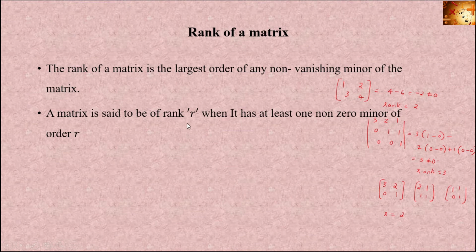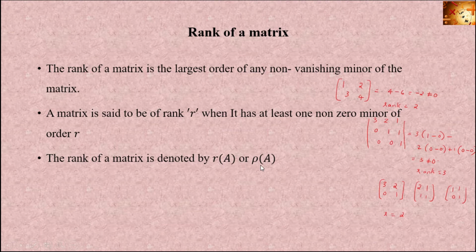A matrix is said to be of rank R if it has at least one non-zero minor of order R. If the rank is 2, it has at least one non-zero minor of order 2. The rank of the matrix is usually denoted by R of A, or rho of A. We usually denote R of A for the rank of matrix A.